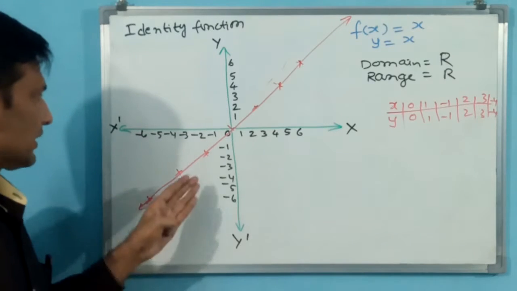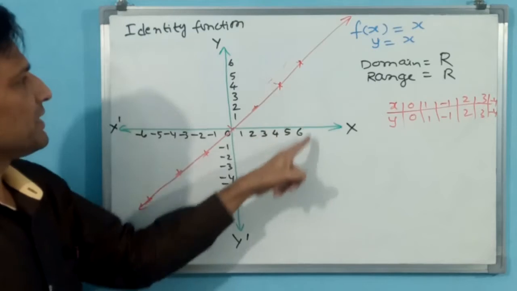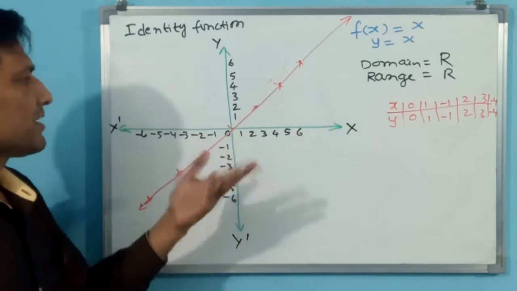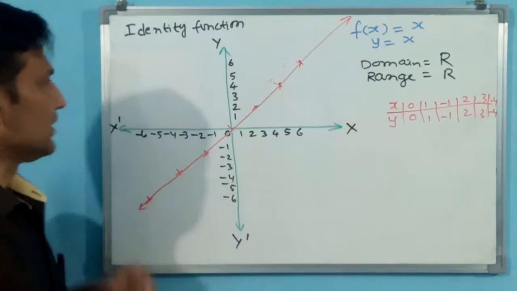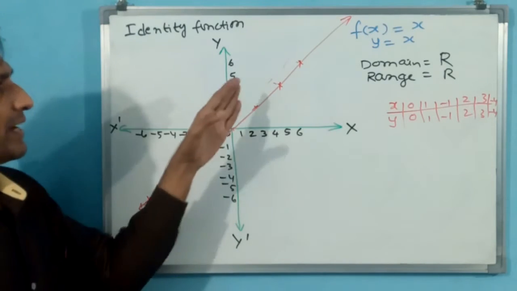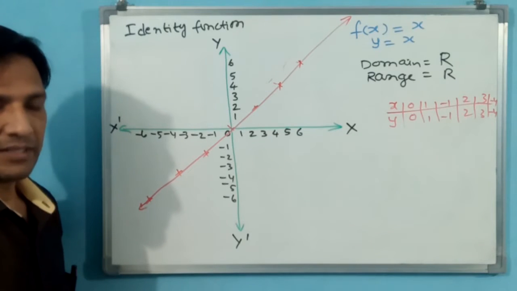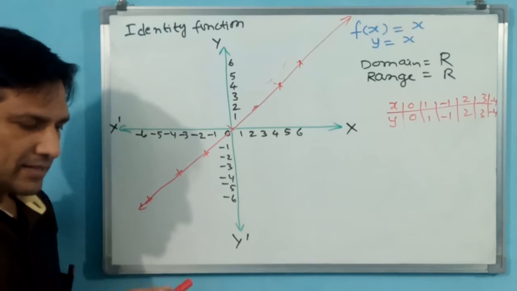See the values also: minus 6 means minus 6, plus 6 means plus 6, both x coordinate and y coordinate. 0 means 0. This is the graph of the identity function. Range and domain I also explained, and what the function is I also explained. Okay, we go for another function.